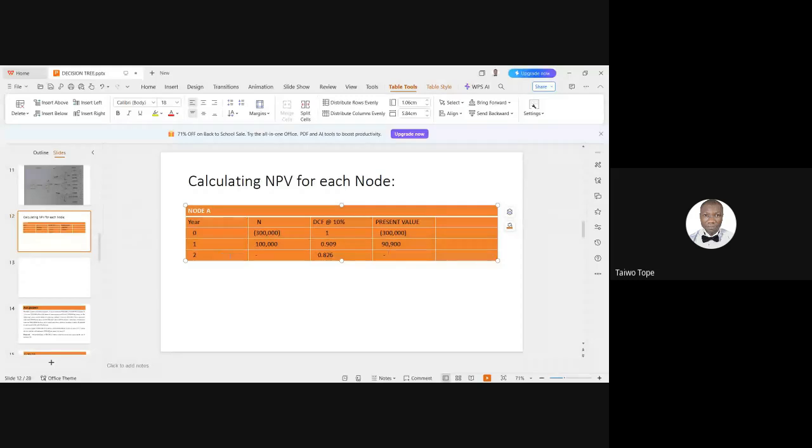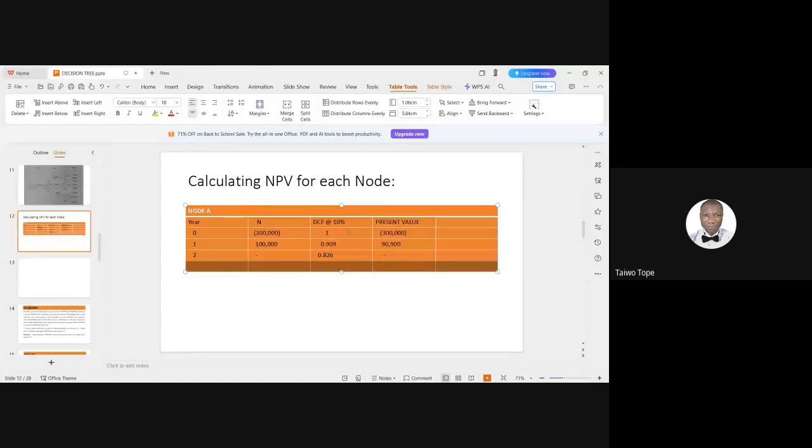So your NPV will be what? Negative 209,100. Negative 209,100. So this is for node A, the NPV for node A.